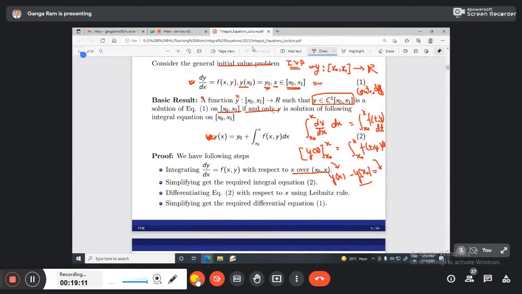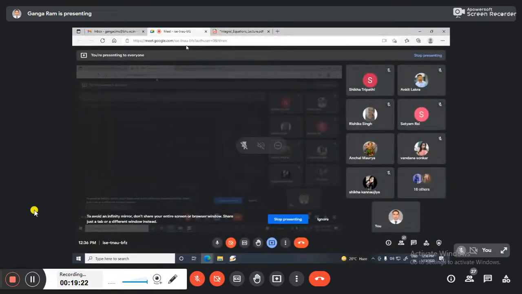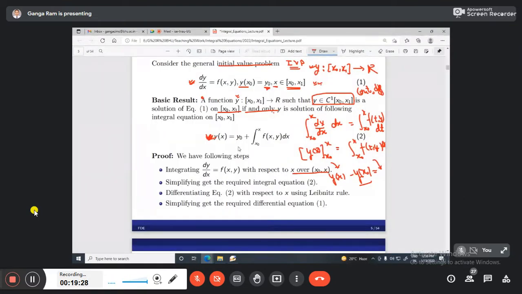Do you agree with this? Any doubt? No. Okay, so from the initial value problem we can convert this initial value problem into the integral equation. So basically it is an integral equation. And from this integral equation we can convert back to the initial value problem. What will we do? We will differentiate this equation with respect to x, and using the Leibniz rule, we will obtain this differential equation.